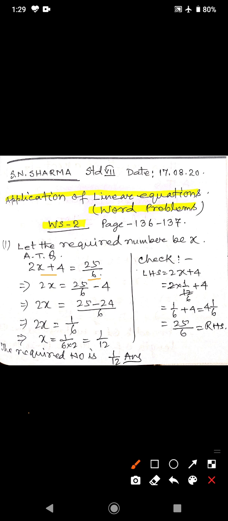Put x equal to 1 by 12, LHS equal to 2x plus 4. So in place of x you can write 1 by 12. So it can be written as 2 multiplied by 1 by 12 plus 4. 2 ones are 2, 2 sixes are 12. 1 by 6 plus 4. It can be written as 4 whole 1 by 6, that is 25 by 6 equal to RHS. So our solution is correct.